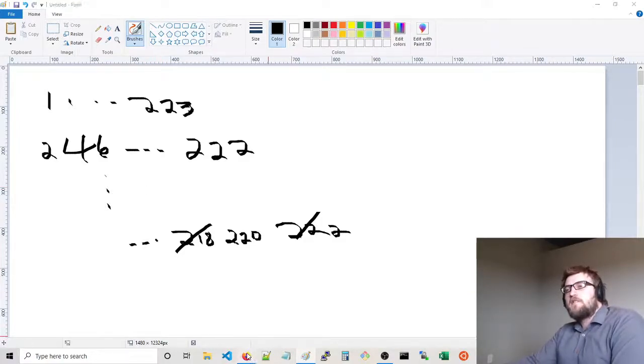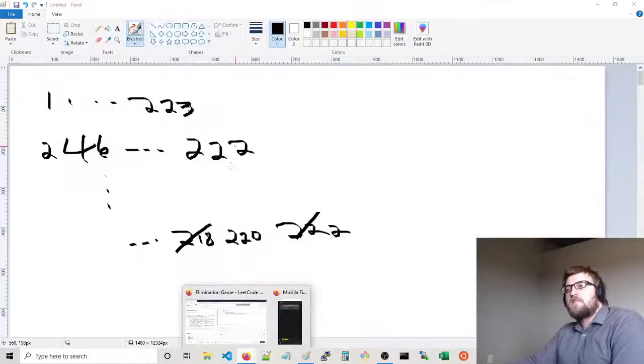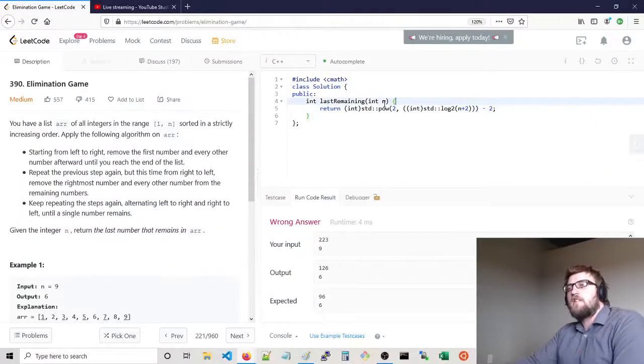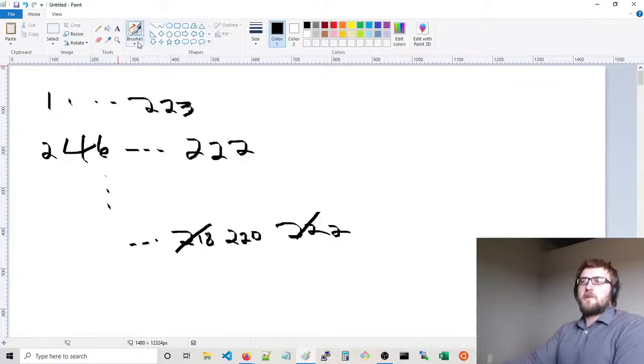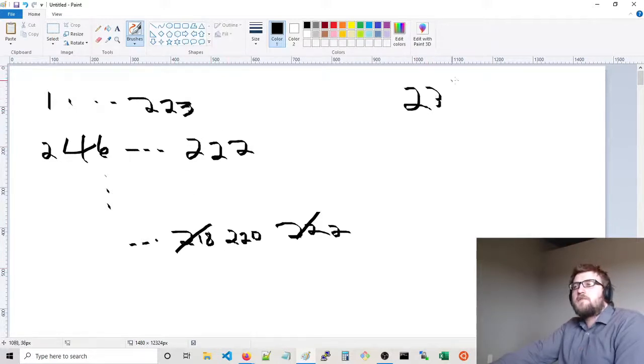I want to say it matters. I want to say you actually want to take n and convert it to base 2, and then that gives you some information about what's going to be left over after each iteration. So yeah, we have 223 numbers. Then we divide by 2, we have 111 numbers, right? There's a remainder of 1.